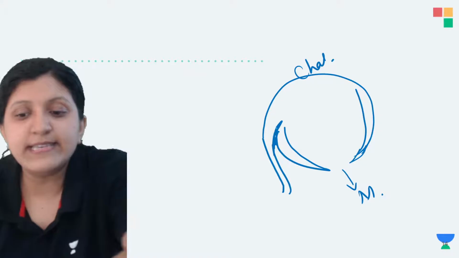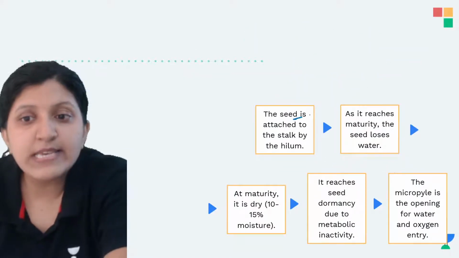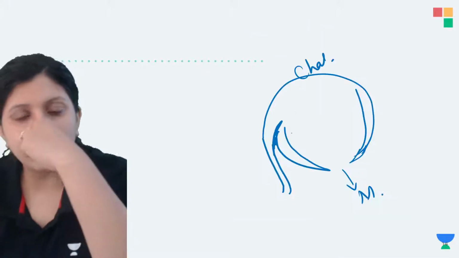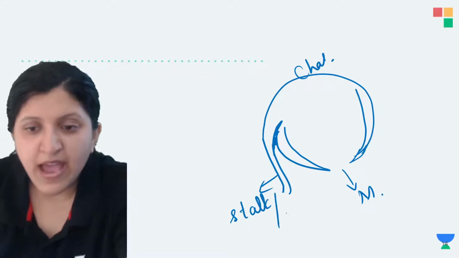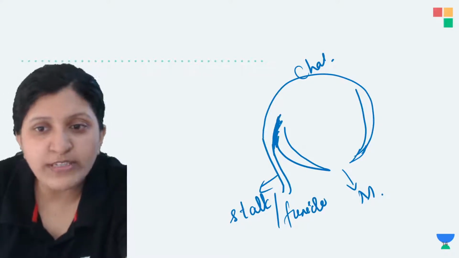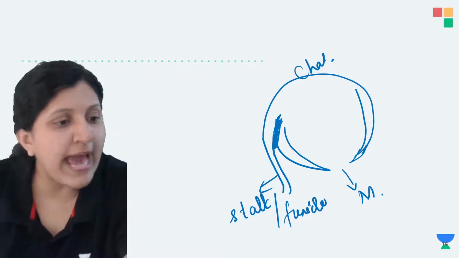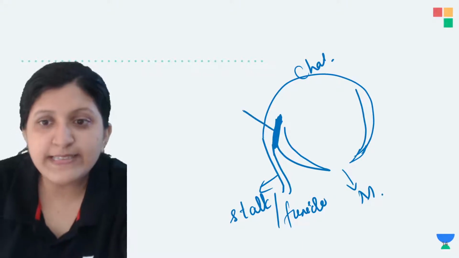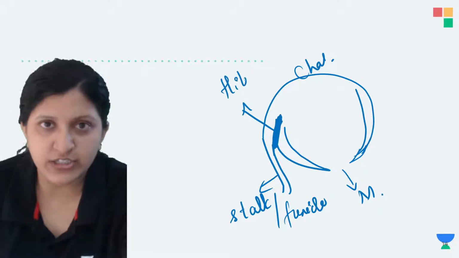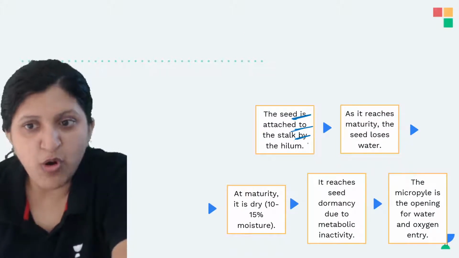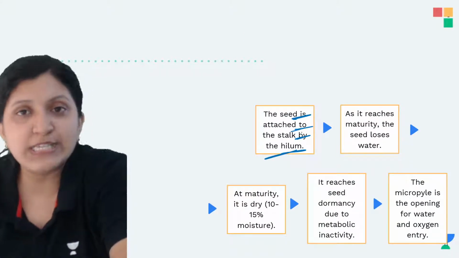And what exactly is the hilum? As it is written here, the seed is attached to the stalk by the hilum. So where is the hilum? This is the stalk, which can also be called the funicle. Now you see this contact here, between the ovule and the stalk. This common junction we call the hilum. So the seed is attached to the stalk by the hilum, which is a common junction.